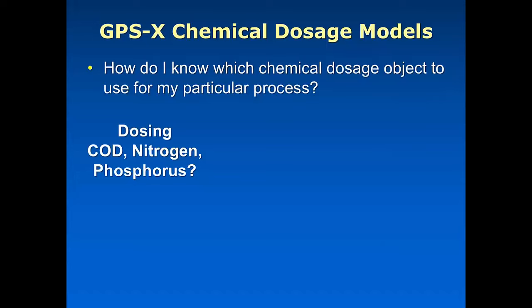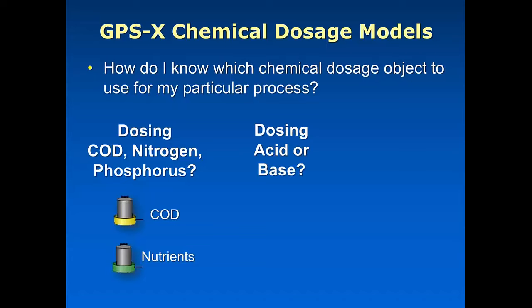So the answer to your question is what am I actually dosing? If I'm dosing carbon, if I'm dosing something like methanol, so a COD form, or if I'm dosing a nutrient such as some form of nitrogen or phosphorus, then you want to be using these objects here that are found in the influent menu. The COD chemical dosage object, the nutrient dosage object, those are the ones when you're dosing those types of things. If I'm dosing for pH control, if I'm dosing an acid or a base, we have special ones that are also found in the influent menu, the influent portion of the process table.